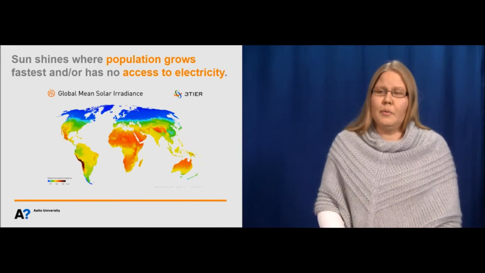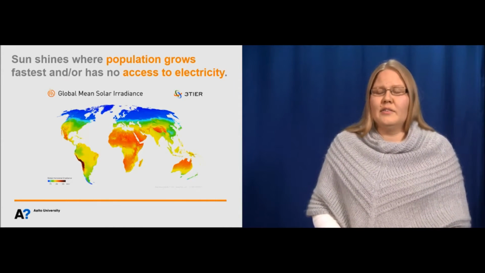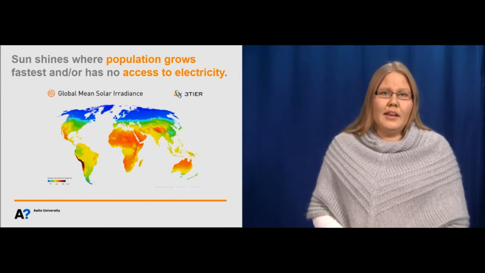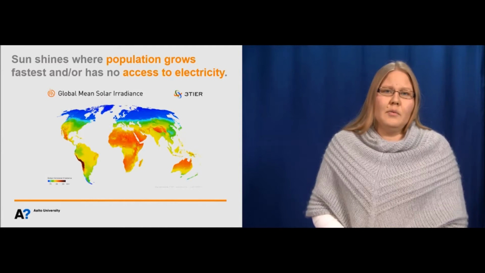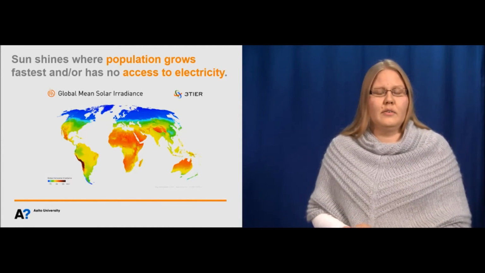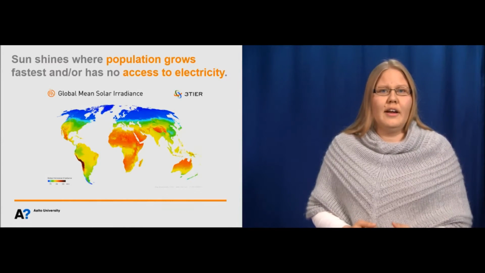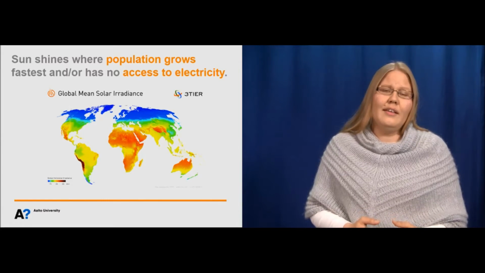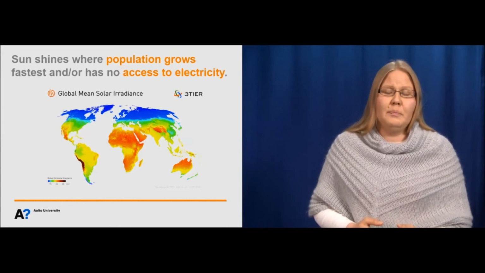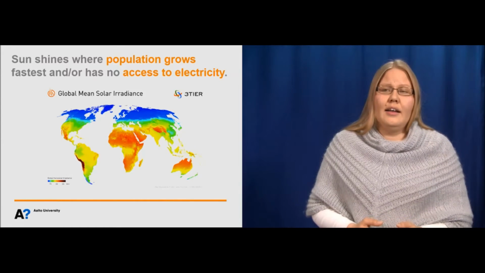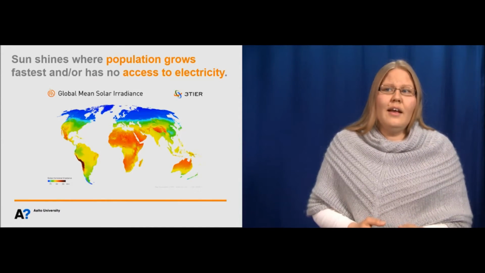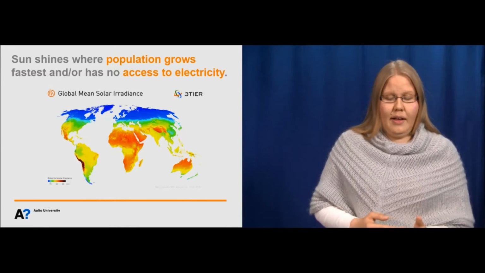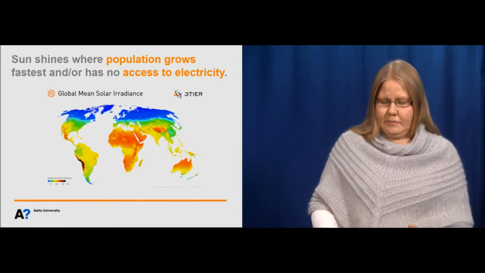Another important thing is that if we look at where the sun irradiates more, so where the sun shines the most, it shines in the areas where there's the most population, and also where the population is growing the fastest, and where there yet isn't access to electricity. So for instance, in Africa, there are a lot of areas where people are still lacking electricity, and also in India, the population is growing really fast, and you also have very good production capability of photovoltaics.